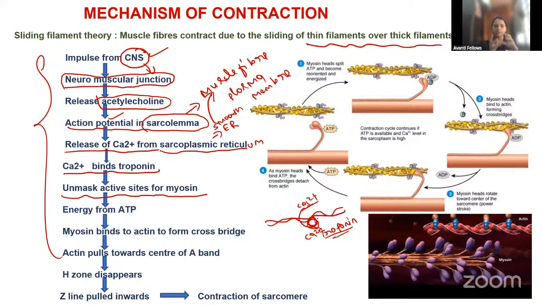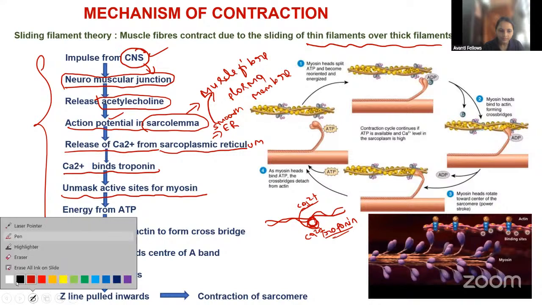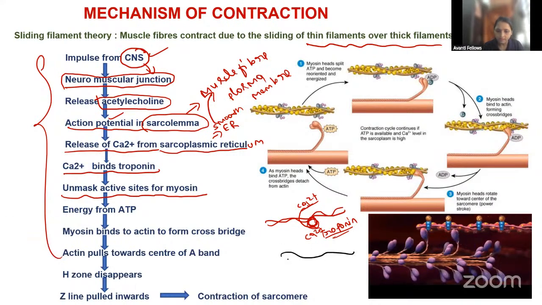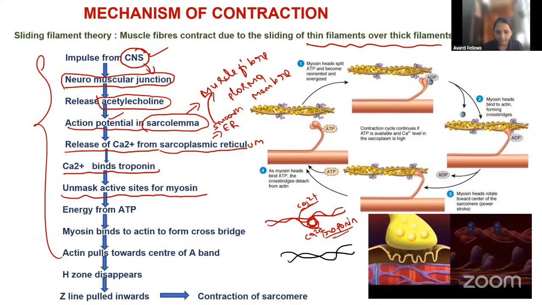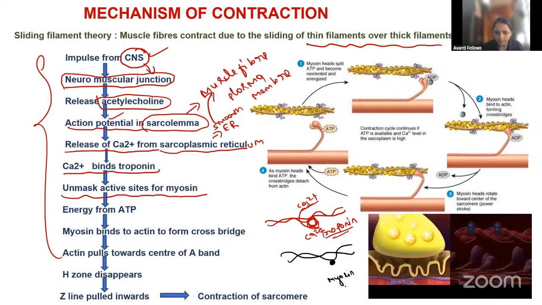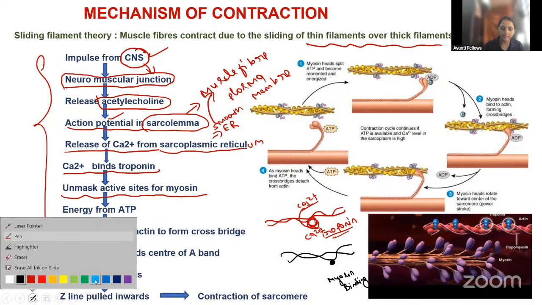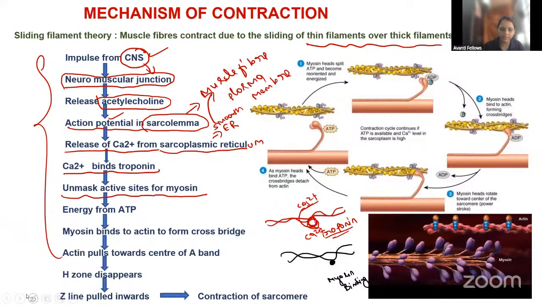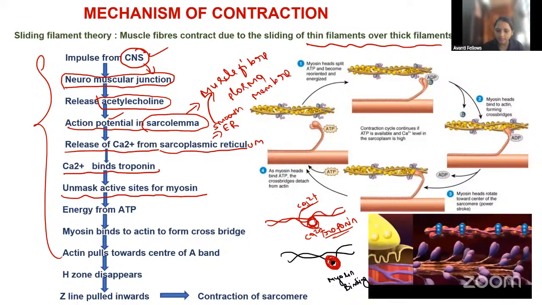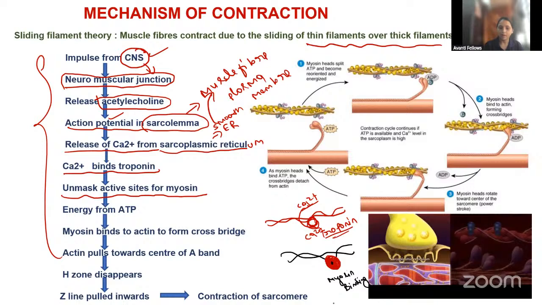Because where the myosin has to bind, right? For example, see here, this is the actin and this is the myosin binding site. Here only the myosin has to bind. But when the muscle contraction is not happening, the troponin will come and bind to this. It will mask the binding site. Now what will happen?